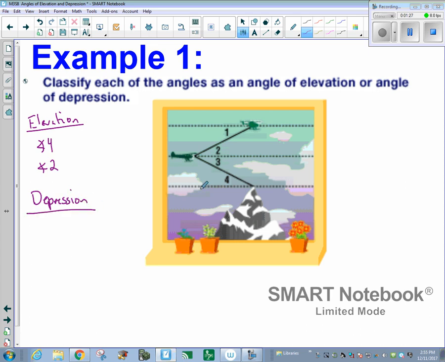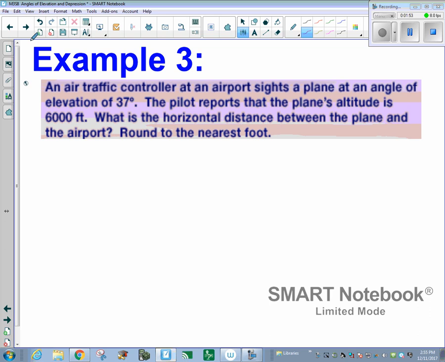All right, depression angles. Depression angles are looking down, and so as the helicopter is flying across horizontally here, looking down to see the plane, that would be angle 1. Angle 1 is an angle of depression. The plane here to look down at the top of the mountain, that would be angle 3. And so my angles of elevation are 2 and 4, and angles of depression are 1 and 3. That's just naming them. So let's try this from a perspective of right triangles.